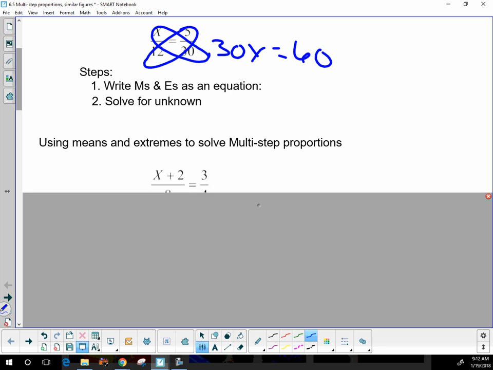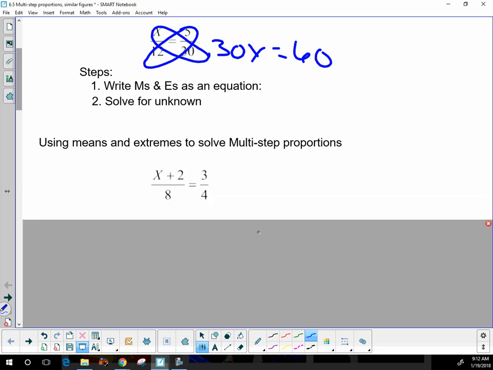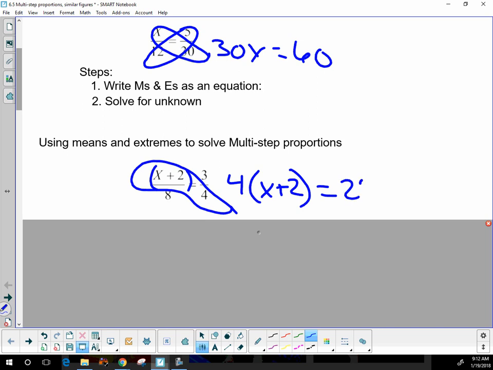This is what a multi-step proportion might look like. One thing to keep in mind here, the x plus 2 on the top of the first ratio, that is one quantity. So you might want to put parentheses around that, and then that should look really familiar as a distributing problem. You have 4 times the entire quantity of x plus 2 should all be equal to 24. This is a pretty easy equation considering what we've done so far this year.